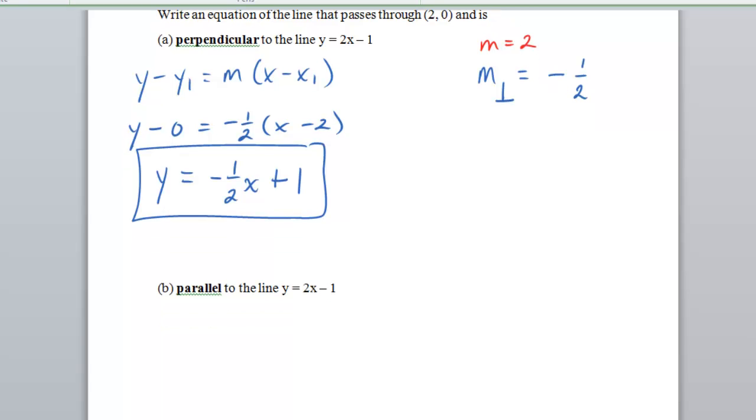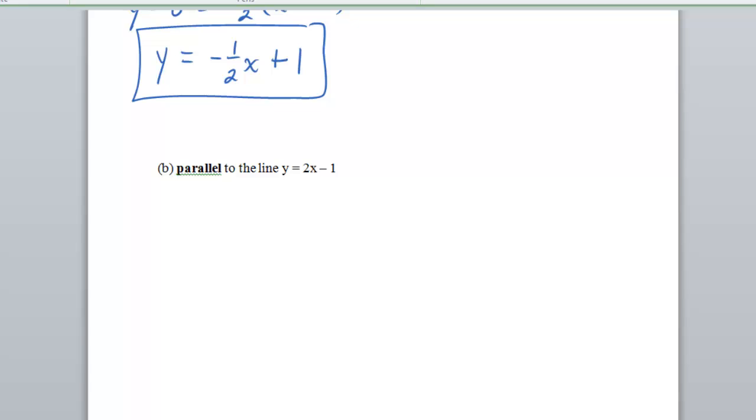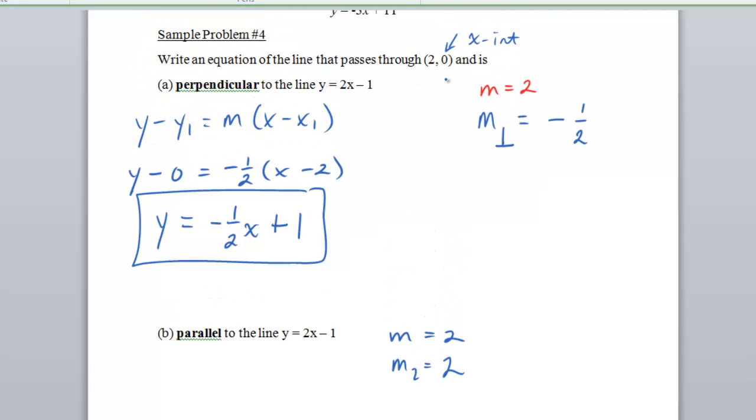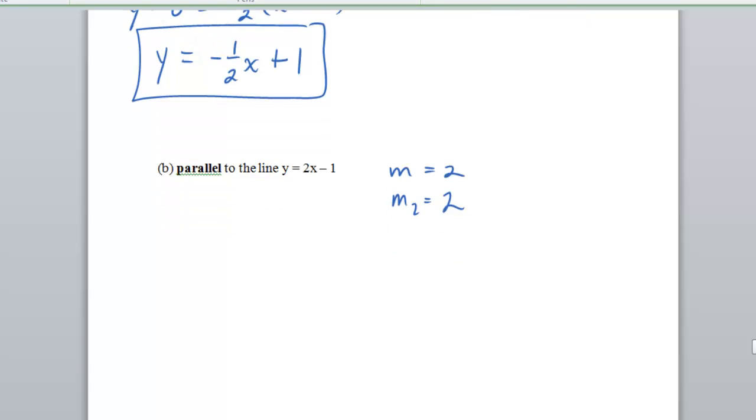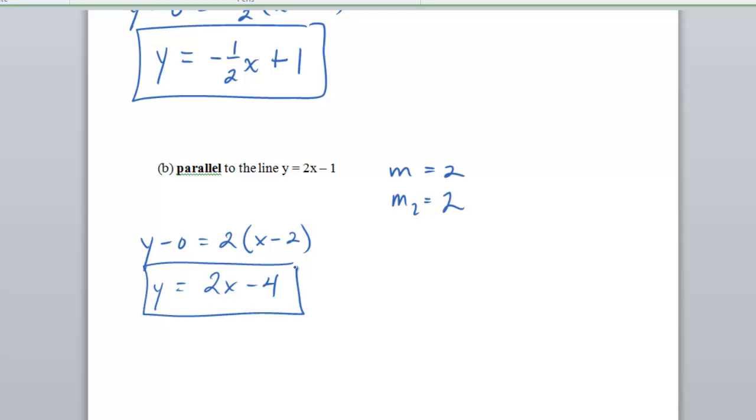Our last particular question has us finding the equation of a line that is parallel to this line. So if the slope is equal to 2, then our second slope is also going to equal 2. So I'm also going to use the point (2, 0) for this particular equation. And so we're going to say y minus 0 equals 2 times x minus 2. And then I just have to simply simplify this. And that's a very straightforward, simple problem.